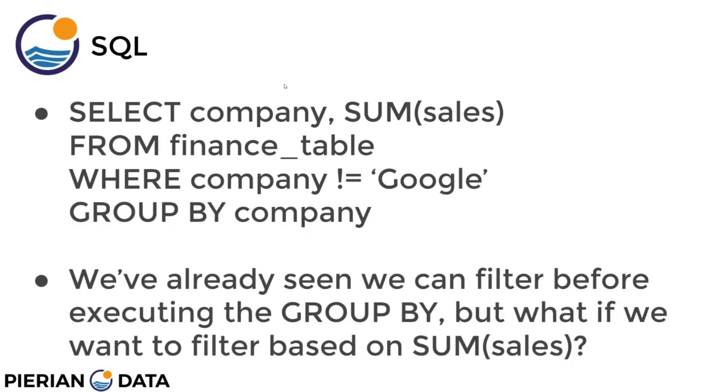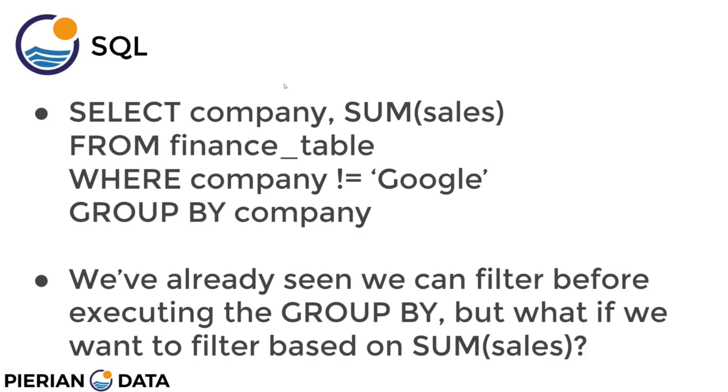Now we've already seen we can filter before executing the group by with a where statement. For example, here I could put a where right before my group by and say where company not equal to Google, because maybe I don't want to include Google in my final results. So that's okay because the company isn't being aggregated in any sort of way. It is in the group by statement. However, it's not having an aggregate function being called on it. So I can use where.